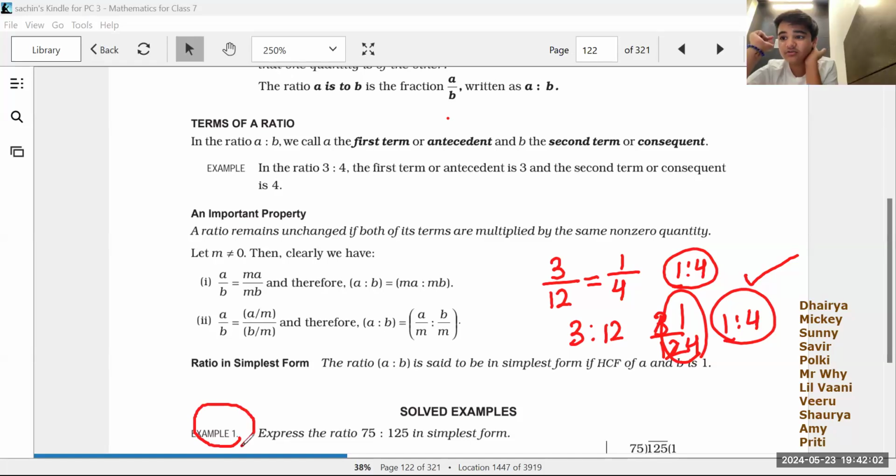Sir, I disconnected for a minute. Could you say again? So you just have to simplify this and give it in the ratio form. That's it in short. Oh, okay, sir.